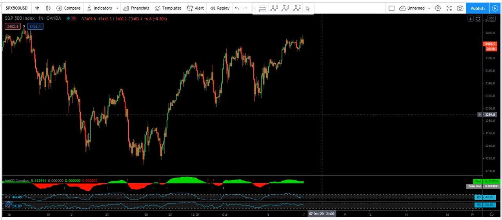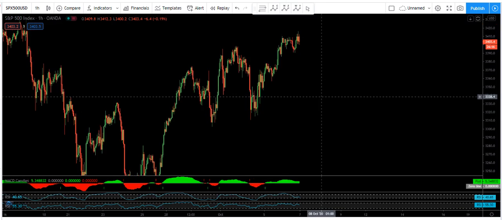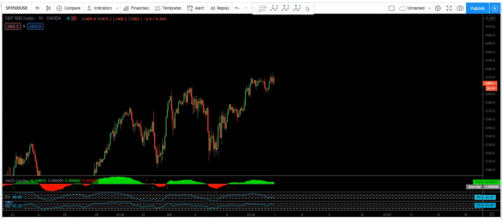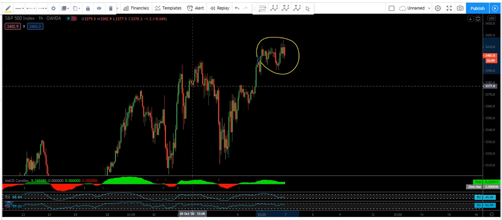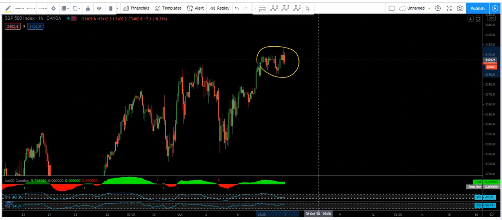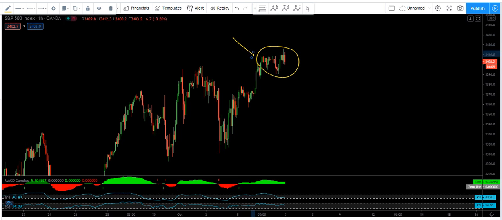S&P 500. Now we are based on the 1 hour chart. We want to see how we can trade it. Based on the 1 hour chart, as we can see, we have a correction here. Now the question is whether we can trade this correction. And if yes, whatever trade we are taking is a short-term trade.